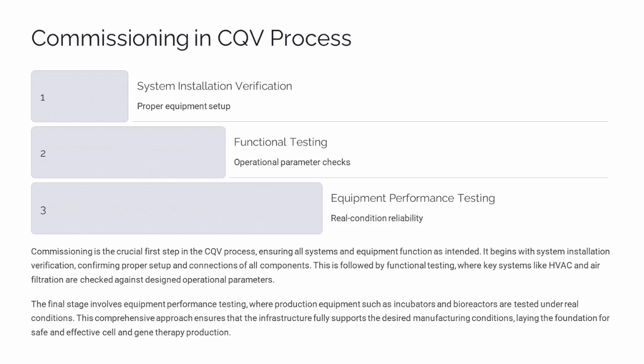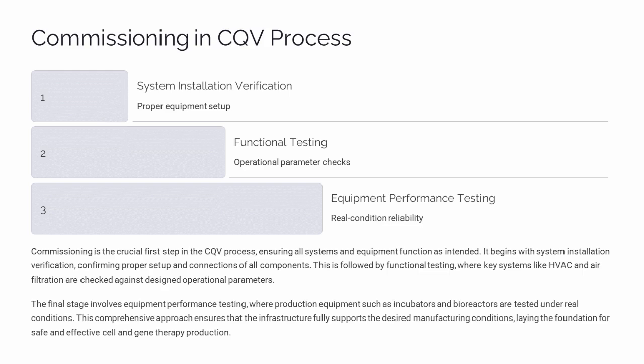Commissioning is the crucial first step in the CQV process, ensuring all systems and equipment function as intended. It begins with system installation verification, confirming proper setup and connections of all components. This is followed by functional testing, where key systems like HVAC and air filtration are checked against designed operational parameters.